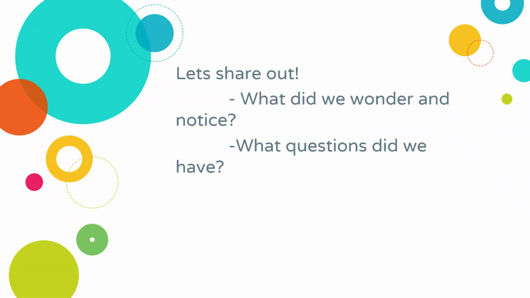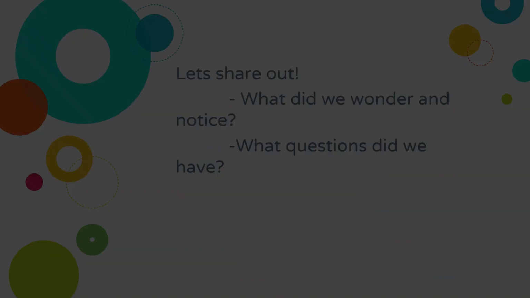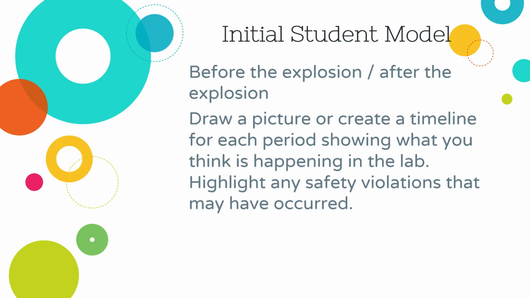All right, now we're going to take some time and share out as a group. So in your notebook, you should find an initial student model. So I want you to draw a before the explosion and after the explosion. You can draw a picture, create a timeline for each period, showing what you think happened, and highlight any safety violations that might have occurred. You can pause here so you can do that.